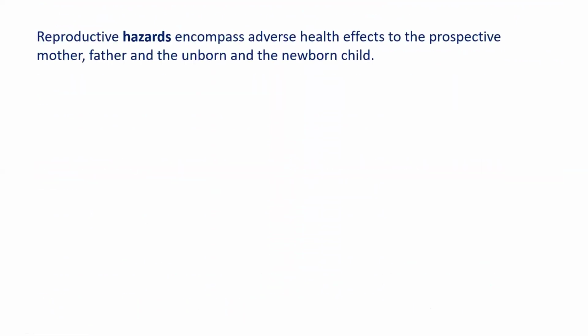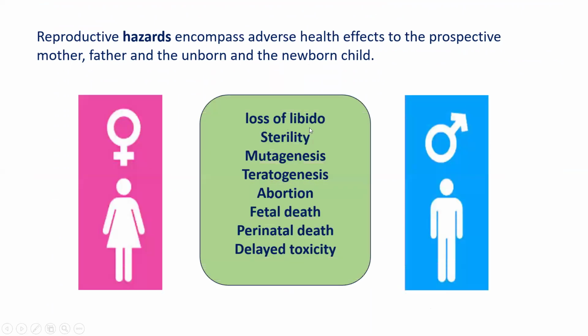So reproductive hazards means what problems arise once reproductive toxicity occurs. These are produced in the mothers and fathers as well as the unborn and the newborn child. This includes loss of libido, then sterility, mutagenesis, teratogenesis, abortion, fetal death, perinatal death, and delayed toxicity. These are the major effects which occur on reproduction by exposure to various hazardous materials.